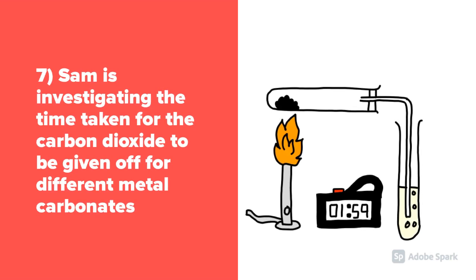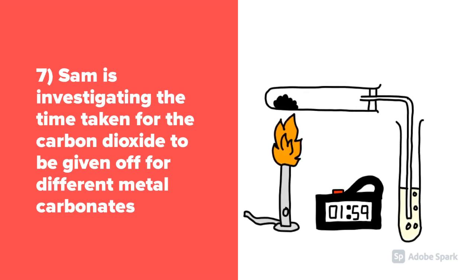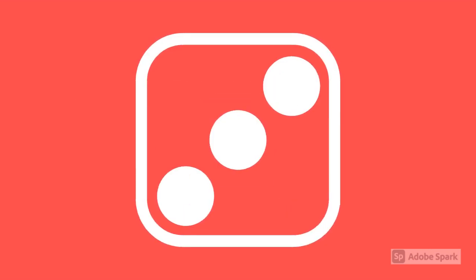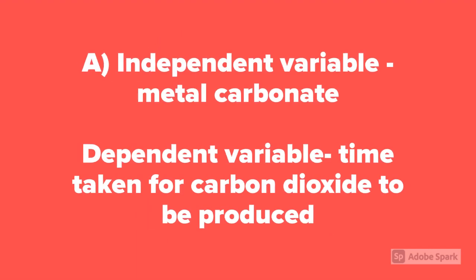Question number seven. Sam is investigating the time taken for carbon dioxide to be given off for different metal carbonates. Name the independent and dependent variables in this investigation. The independent variable is the metal carbonate, and the dependent variable is the time taken for carbon dioxide to be produced.